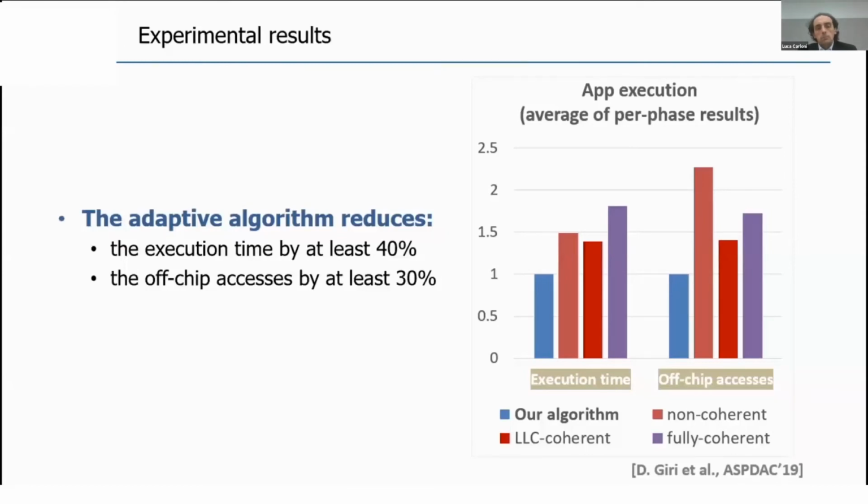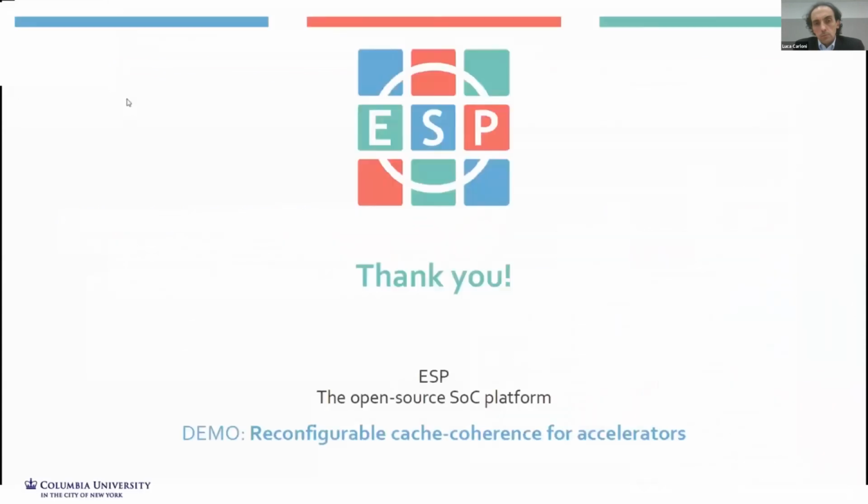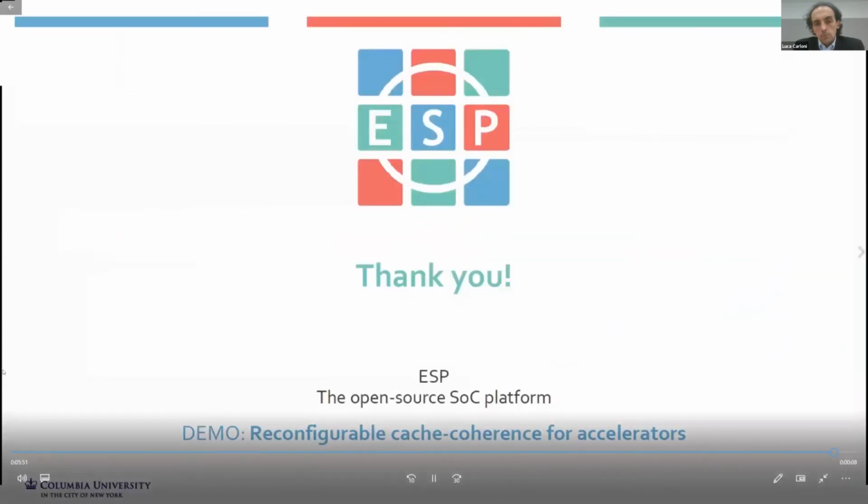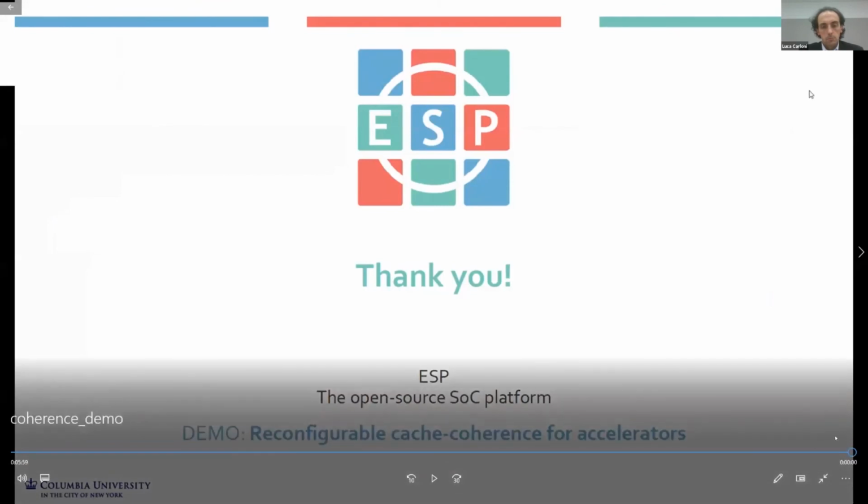Here are the results after running the application with two other baselines: all accelerators non-coherent and all accelerators fully coherent. Our adaptive algorithm, represented by the first bar, reduces both execution time and off-chip accesses. To conclude, this experiment was able to successfully exploit the cache coherence reconfiguration capabilities of our architecture, and all of this is transparent from the point of view of the programmer. Thank you very much for your attention.